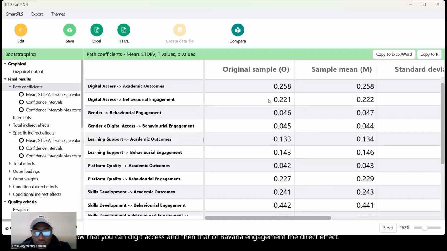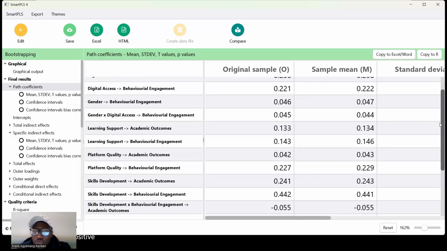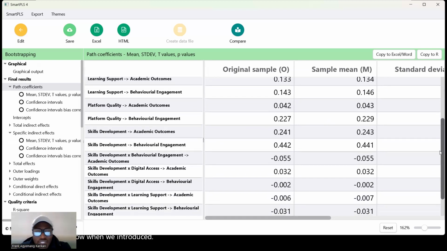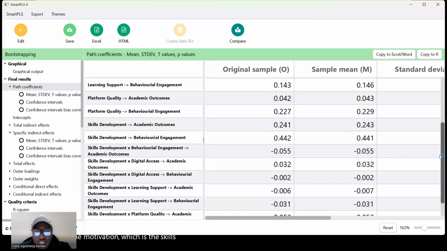The effect was positive. Okay. The direct effect of digital access and behavioral engagement was positive. Now, when we introduced the moderation, which is the skills development, the result says that it is negative, right? So the moderation here is reversing the relationship between digital access and behavioral engagement, which is this one.